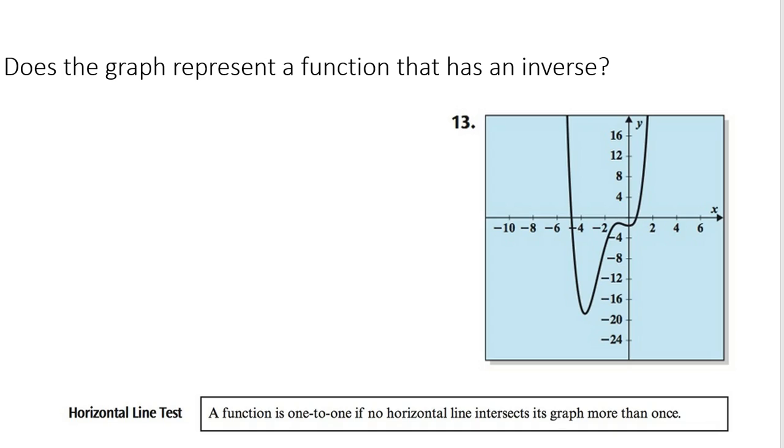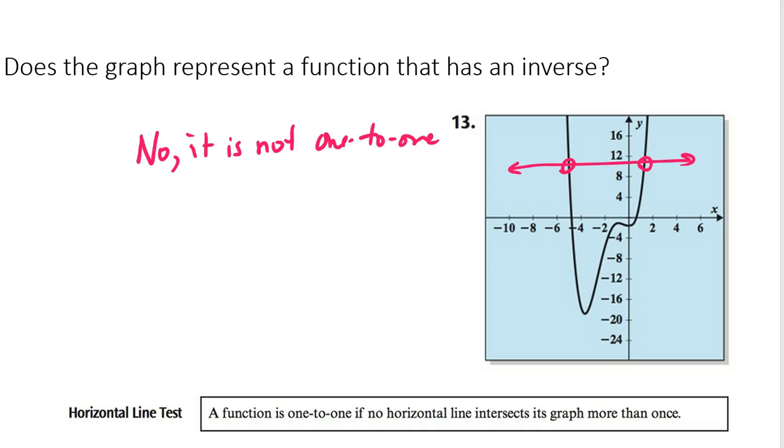And so we know that it does have an inverse. Let's try the next one. Does this graph represent a function that has an inverse? Once again, we could use the horizontal line test, and we can see that already it fails. So no, it is not one-to-one, and therefore does not have an inverse.